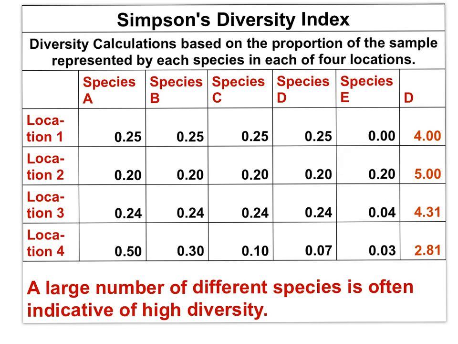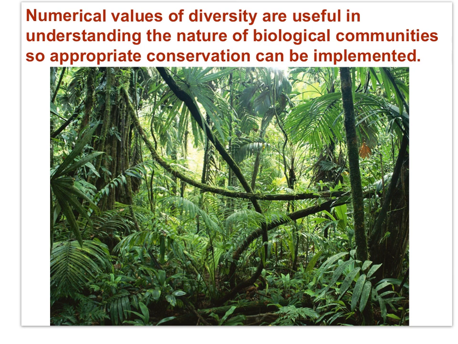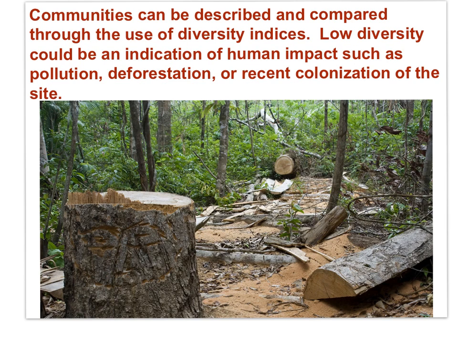Knowing the diversity of a system provides focus to conservation efforts. Numerical values of diversity are useful in understanding the nature of biological communities so that appropriate conservation can be implemented. Communities can be described and compared through the use of diversity indices, like Simpson's. Low diversity could be an indication of human impact, such as pollution, deforestation, or recent colonization of the site.